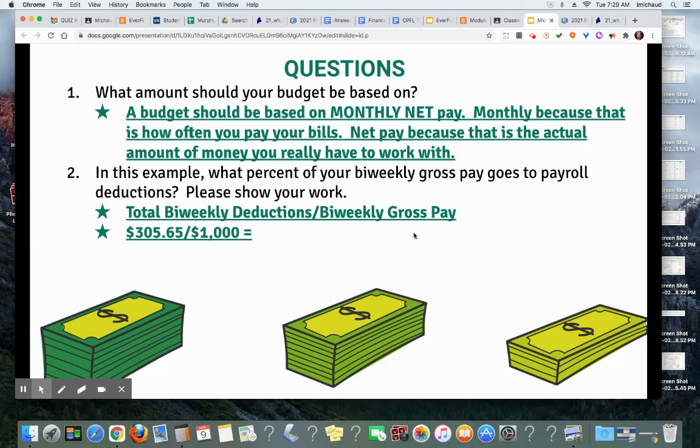That's going to be $305.65. That's your total deductions. Your biweekly gross pay is $1,000. So when you divide, you should get 0.3056, which makes it 30.56%. And as I stated, you can expect to lose about 23, 24 to 30% of your income through payroll deductions.